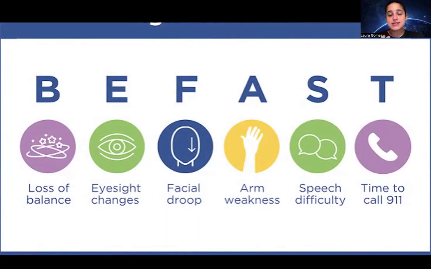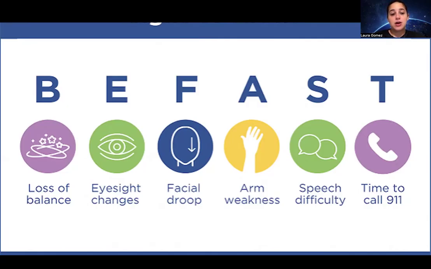And then we have BE FAST. This is the most famous one for stroke, and this is to identify a stroke. So patients that are suffering from a stroke are going to present with B, loss of balance, so the balance is going to be affected. E, changes in their eyesight, so they're going to see double or have issues not seeing correctly. F for facial drop, so one side of the face is going to be dropping lower than the other. A for arm weakness, so when you ask them to extend their arms, one is going to be higher than the other. S for speech difficulty, so their speech is going to be slurred. And T, time to call 911.